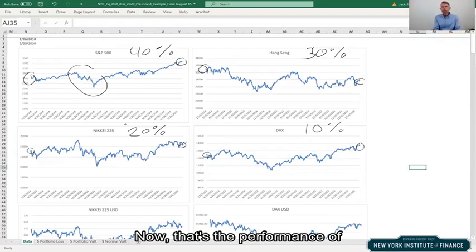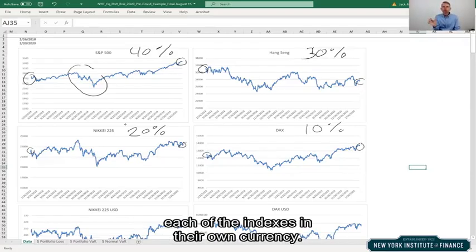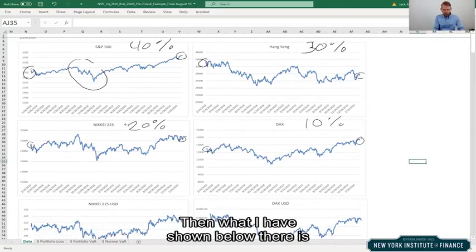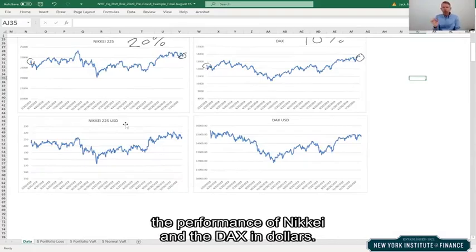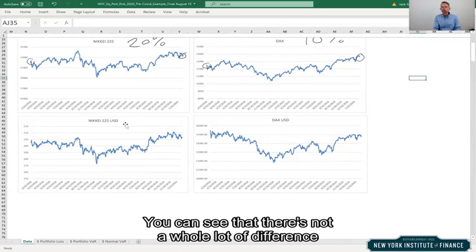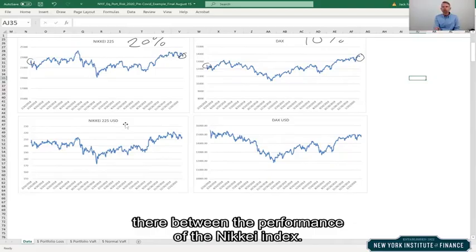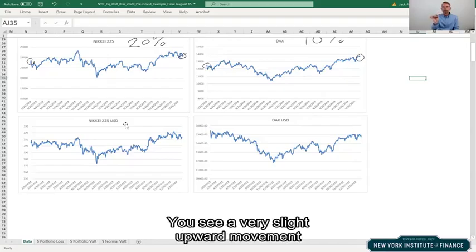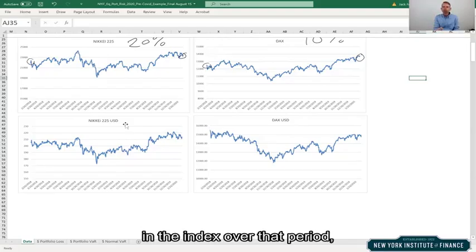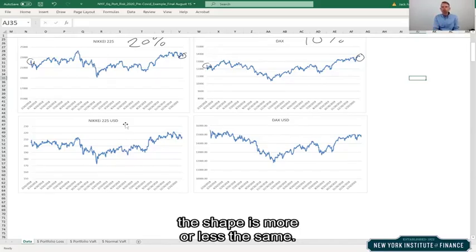Okay. Now, that's the performance of each of the indexes in their own currency. And then what I've shown below there is the performance of the Nikkei and the DAX in dollars. And you can see that there's not a whole lot of difference there between the performance of the Nikkei index. You see a very slight upward movement in the index over that period. The shape is more or less the same.